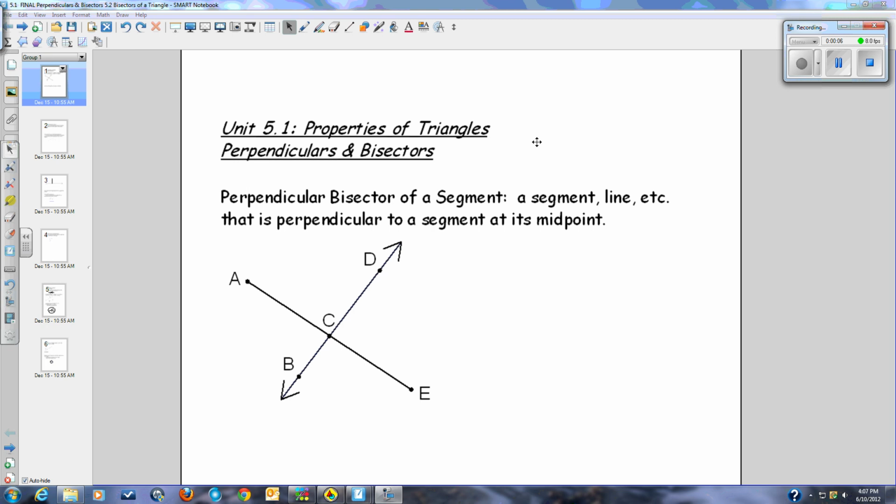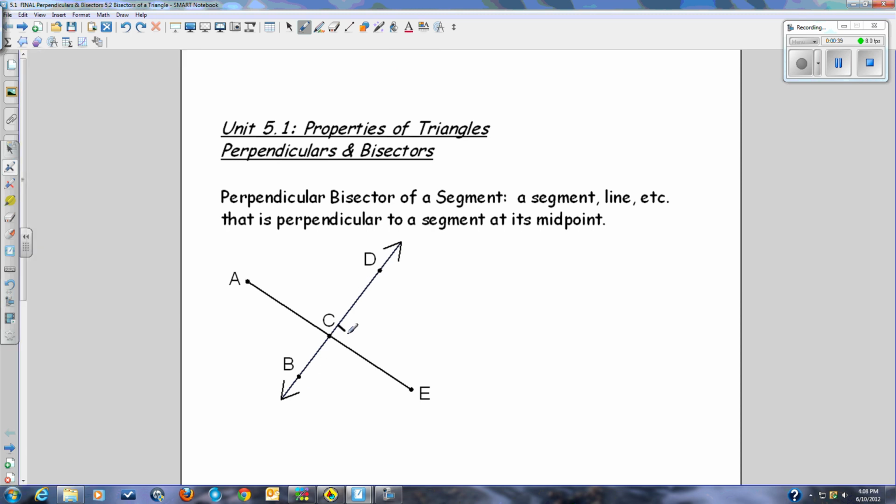Today's lesson is about properties of triangles, and we're looking specifically at perpendiculars and bisectors. The perpendicular bisector of a segment is a segment, line, ray, etc., that is perpendicular to a segment at its midpoint. So, for instance, here we have a segment AE, and C is the midpoint, and line DB is perpendicular to it.